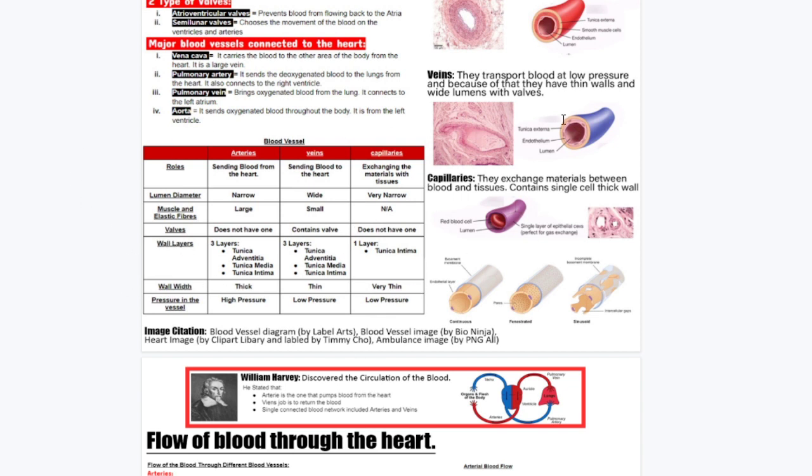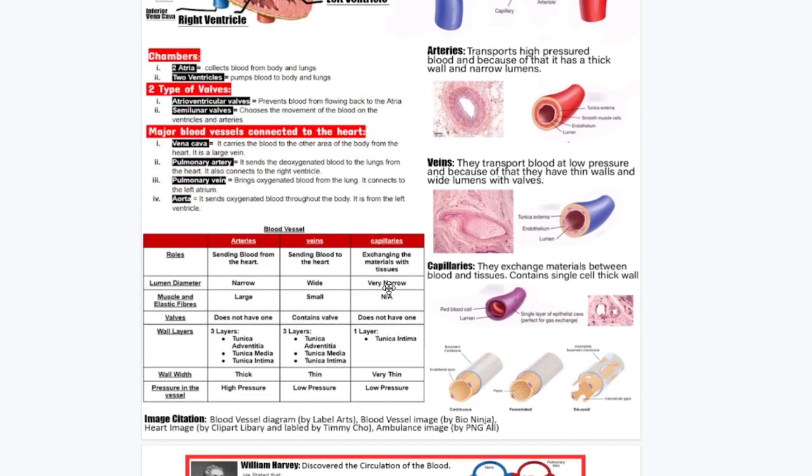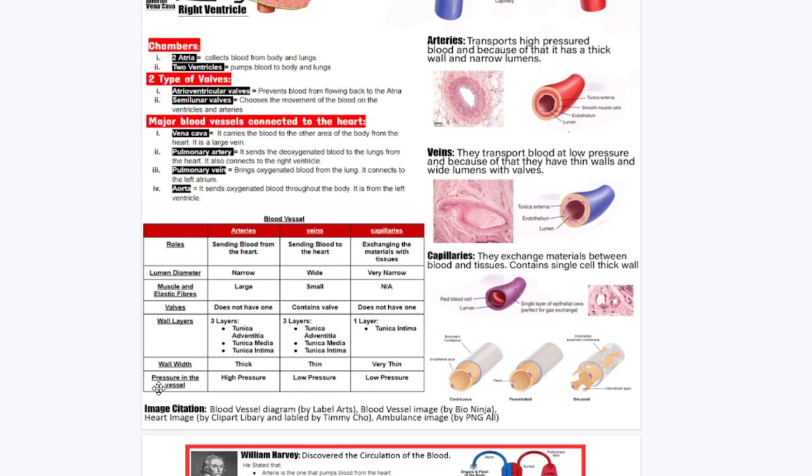Wall layers, as I mentioned there: 3 layers for arteries, 3 layers for veins, but 1 layer for capillaries. Wall width is thick for arteries because it's high pressure, thin for veins because it's low pressure, and capillaries are very thin because the thickness is not really needed. Pressure is also stated here, and the differences can be seen here.